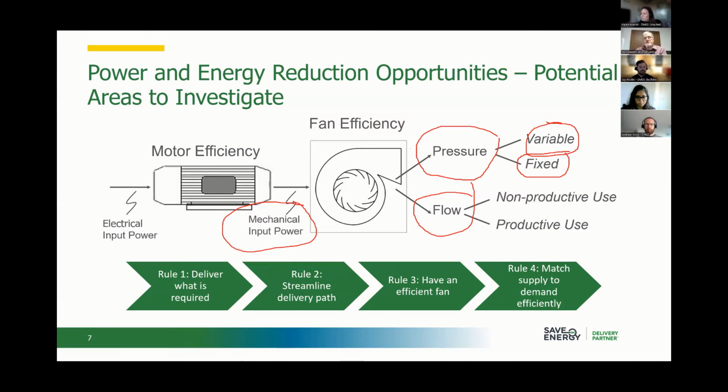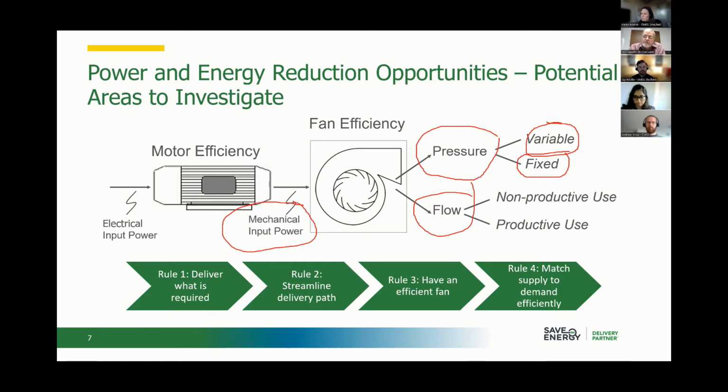The second rule is to streamline the delivery path, okay? If you've got all kinds of twists and turns that make it that much more difficult for the air to get from A to B, then you're going to need more pressure. And so that becomes an energy requirement. The third is to have an efficient fan, which we'll get into. And the last is to match the demand efficiently.